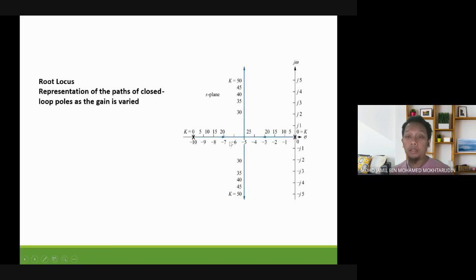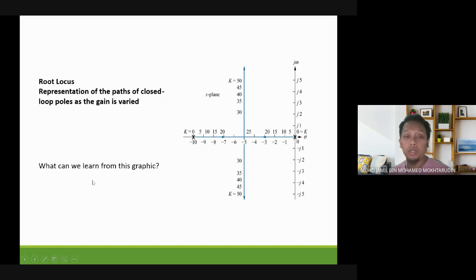So the graph that we connected just now, connecting all the poles from different values of k, is actually the root locus. The root locus represents the paths of closed loop poles as we increase the gain value. So when we increase the gain k value, the poles will also change. In this case, the poles start from -10 and from 0 and go to a center here. The center is at -5, and then one of them goes up and the other one goes down.